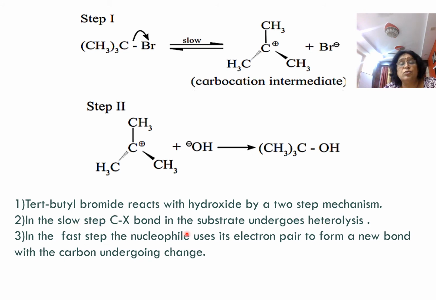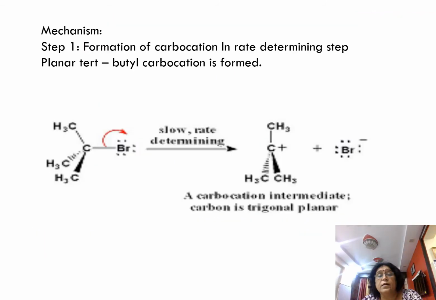The first step is a slow step. The carbon halogen bond breaks, undergoing hydrolysis, and the second step is a fast step. The nucleophile attacks and the tertiary butyl alcohol is formed. If you see the mechanism in detail, the formation of carbocation is the rate determining step, and a planar tertiary butyl carbocation is formed.